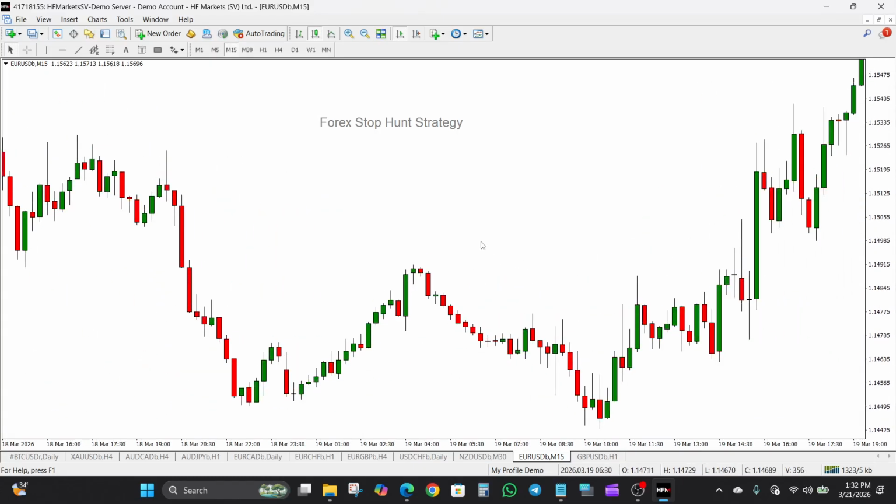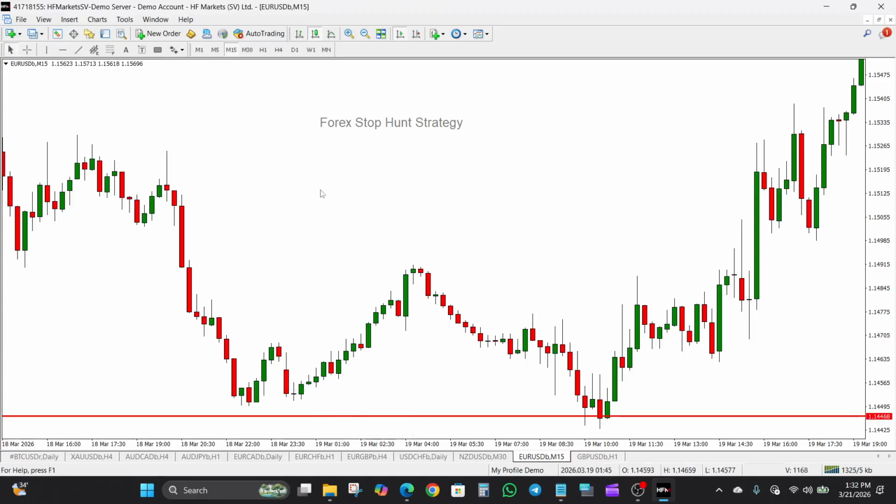So to understand this, you need to know that many traders place their stop losses at obvious levels, just like above resistance or below support. Maybe, for example, placing a stop loss just here, maybe entering a buy trade here and placing the stop loss here. You can see that price actually came, cleared that stop loss, and still went up, right?